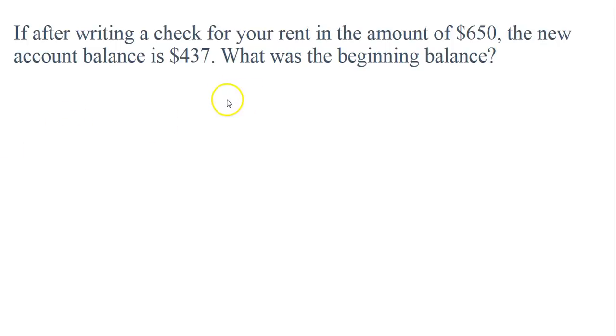Well, what are we looking for? We're looking for our beginning balance. So x is going to be my beginning balance. And so then from that, we can start forming an equation. So it says that if after writing a check for your rent in the amount of $650, so we're writing a check for $650, we are subtracting $650 from our beginning balance. And that is going to be equal to our new account balance, $437. So x minus 650 is equal to $437.